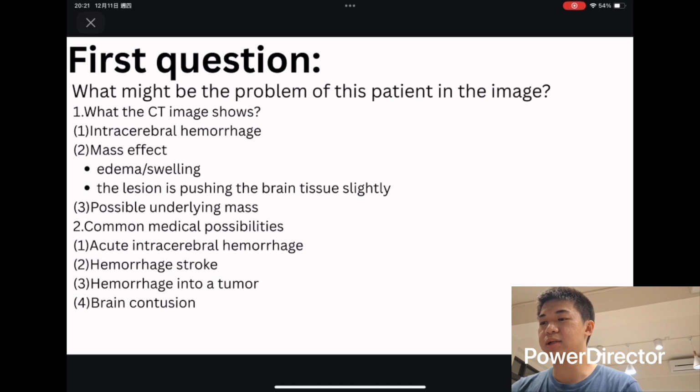The second one is about common medical possibilities. This patient may be afflicted with acute intracerebral hemorrhage stroke, or hemorrhage into a tumor, or brain contusion.